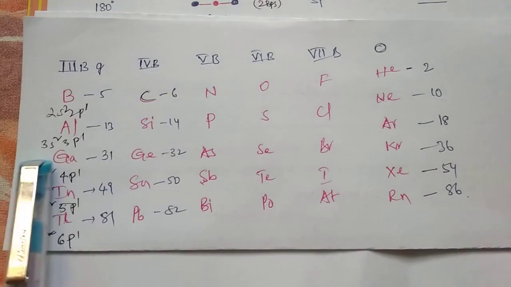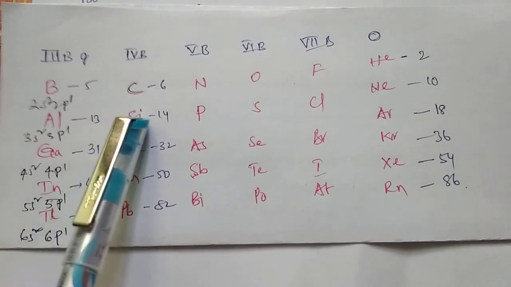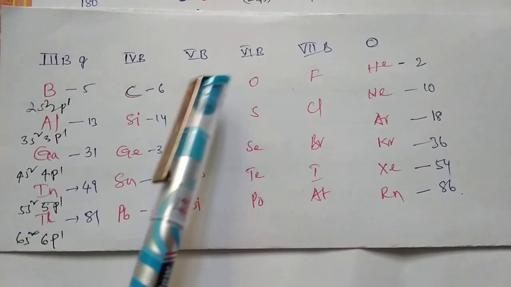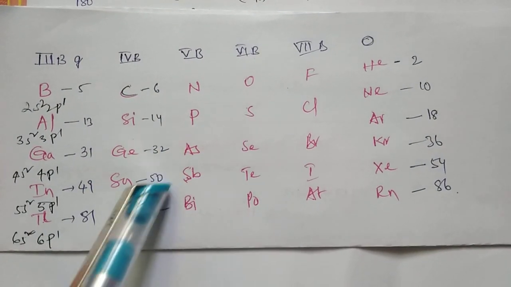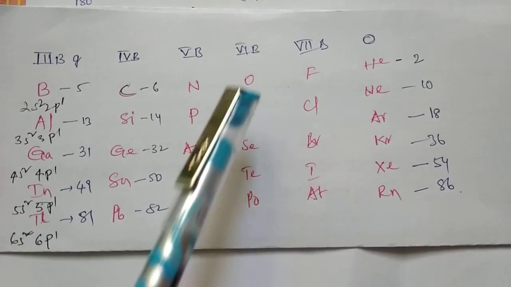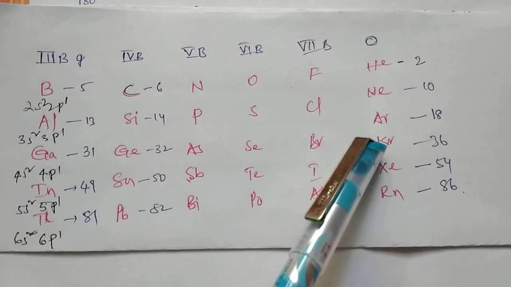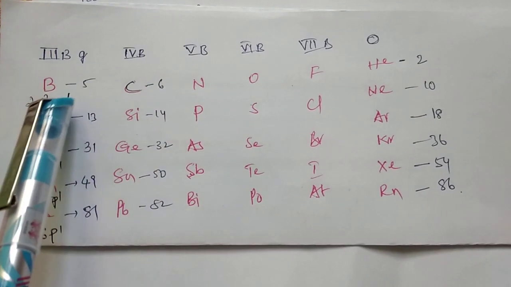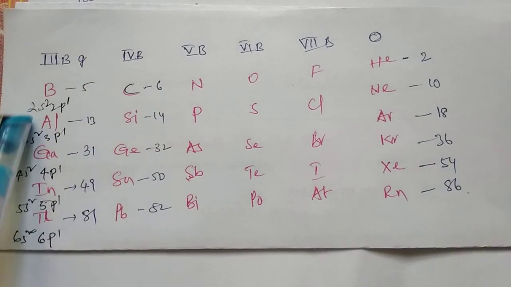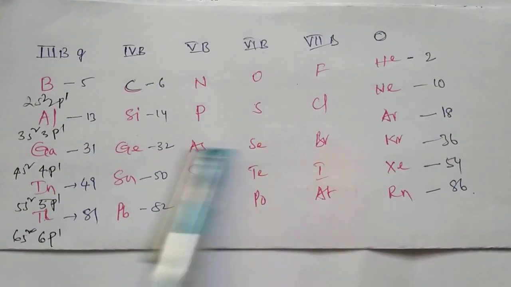boron, aluminum, gallium, indium, thallium. Fourth group elements: carbon, silicon, germanium, tin, lead. Then nitrogen, phosphorus, arsenic, antimony, bismuth; sulfur, oxygen, selenium, tellurium, polonium; fluorine, chlorine, bromine, iodine, astatine; helium, neon, argon, krypton, xenon, radon. The atomic numbers and electronic configurations you don't need to memorize. If you remember these, we can apply them everywhere.